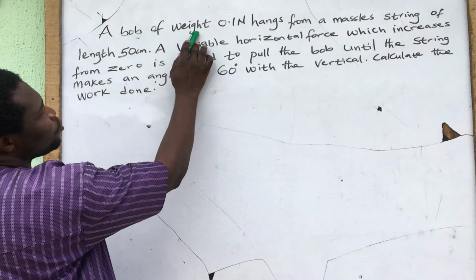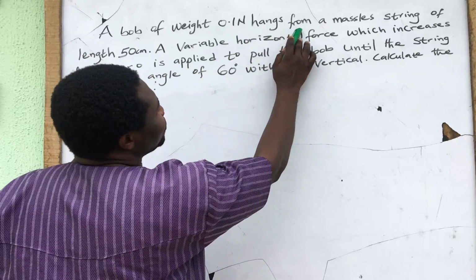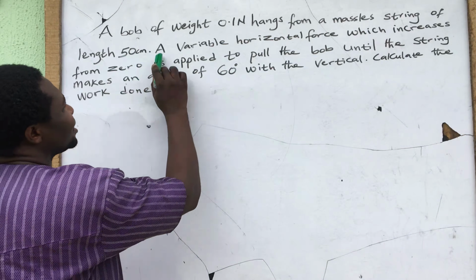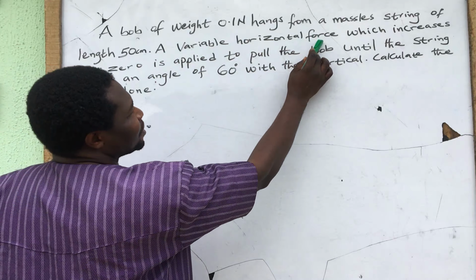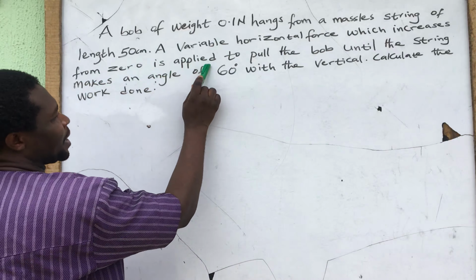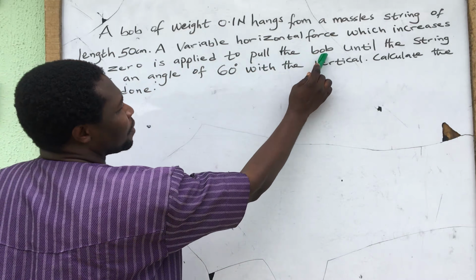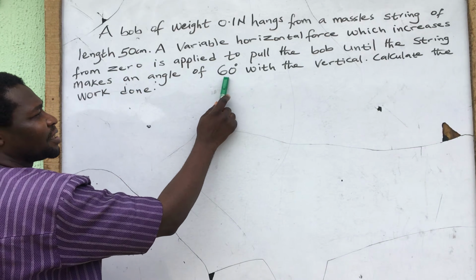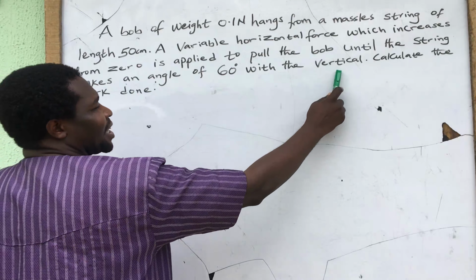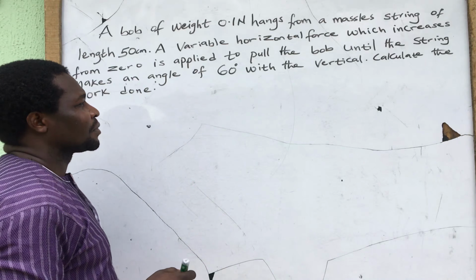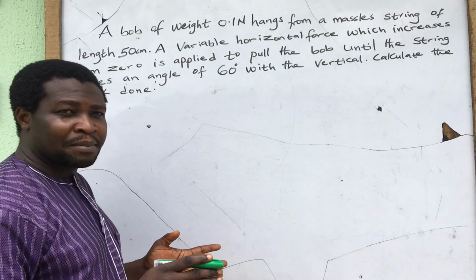A bulb of weight 0.1 Newton hangs from a massless string of length 50 centimeters. A variable horizontal force which increases from 0 is applied to pull the bulb until the string makes an angle of 60 degrees with the vertical. Calculate the work done. Okay, to answer this question, let's go step by step.